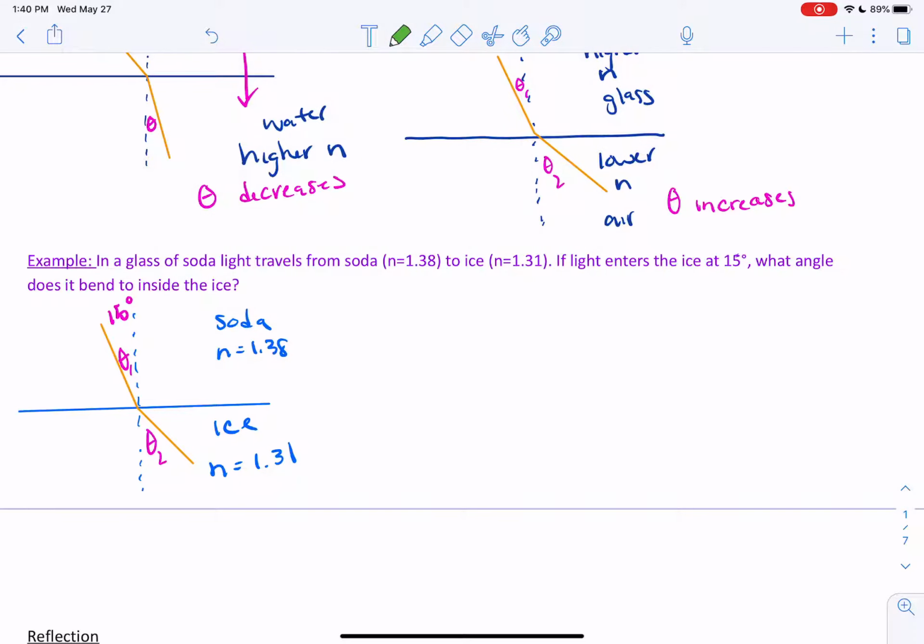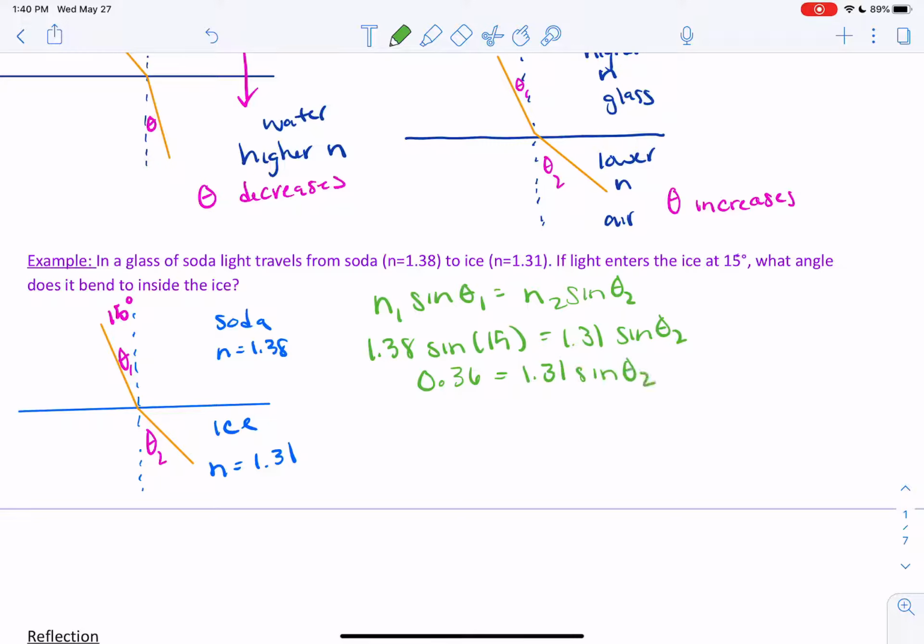So let's plug in. We have n1 sine theta 1 equals n2 sine theta 2. So n1 is 1.38 times the sine of 15 equals 1.31 sine of theta 2. We're trying to get theta 2 by itself. So let's start on the left, plugging into our calculator 1.38 times sine of 15. Make sure your calculator's in degree mode and you're going to get 0.36 equals 1.31 sine of theta 2.